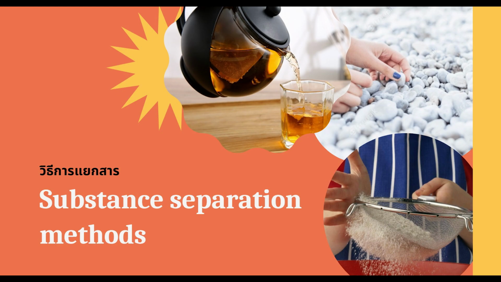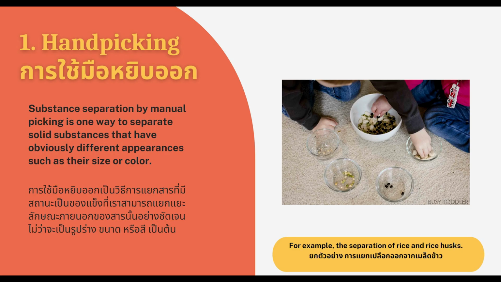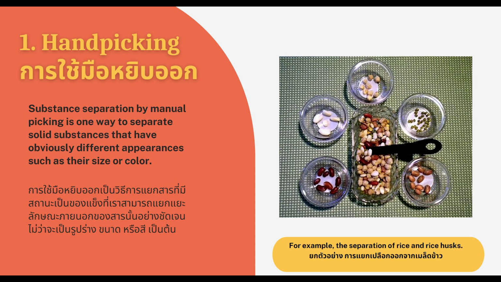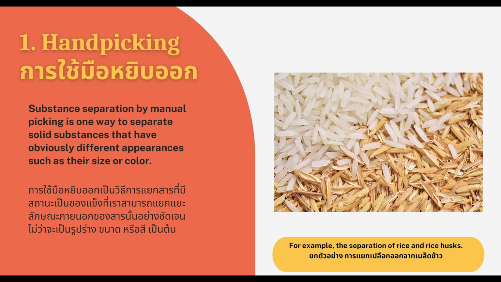How to separate substances? There are many methods to separate substances. For example, first, hand picking. Substance separation by manual picking is one way to separate solid substances that have obviously different appearances, such as their size or color. For example, the separation of rice and rice hulls.